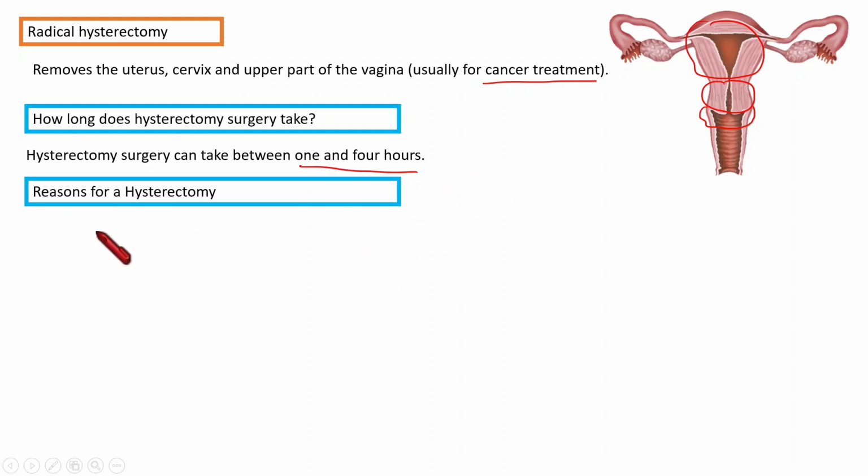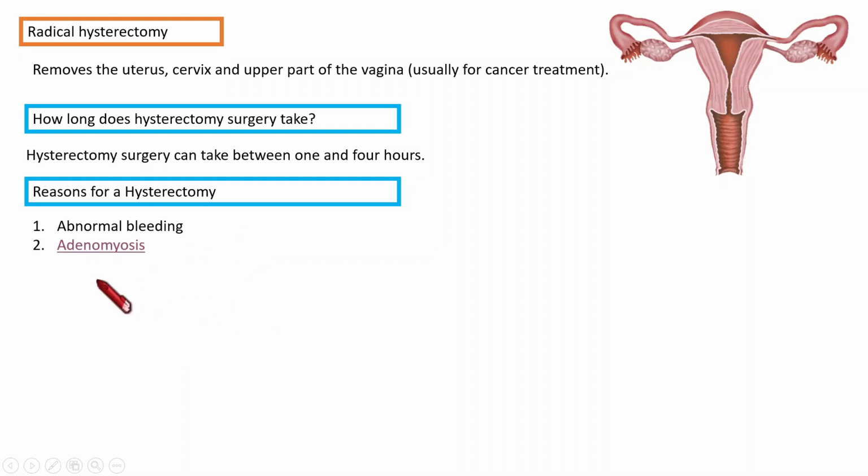Then we need to understand what are the reasons that lead to hysterectomy. Abnormal bleeding. Abnormal bleeding from the uterus can happen because of so many reasons, like due to the development of fibroids, PCOD, and all these types of issues may lead to abnormal bleeding from the uterus. And in those extreme situations, doctors suggest hysterectomy.